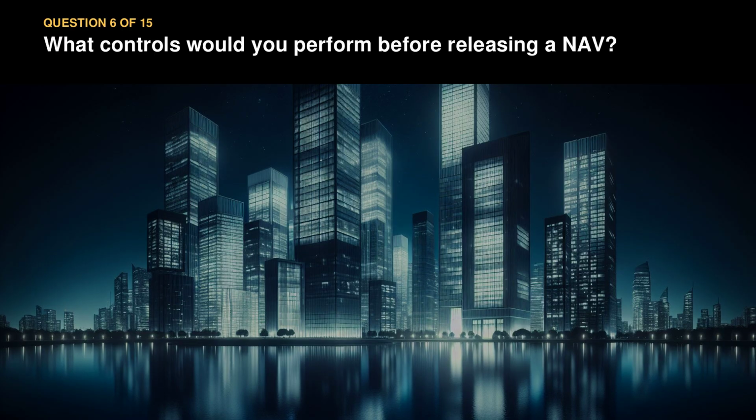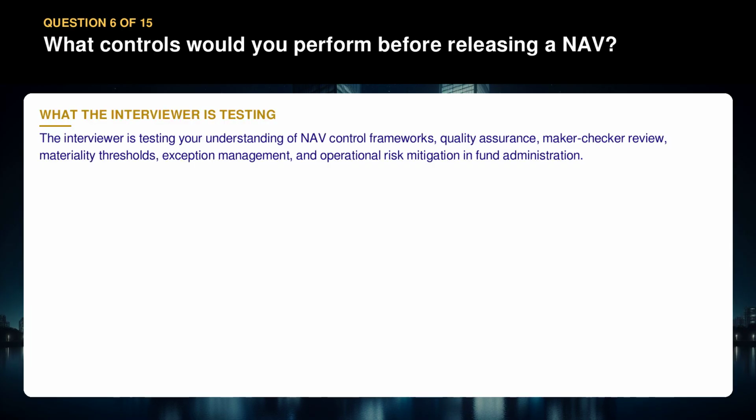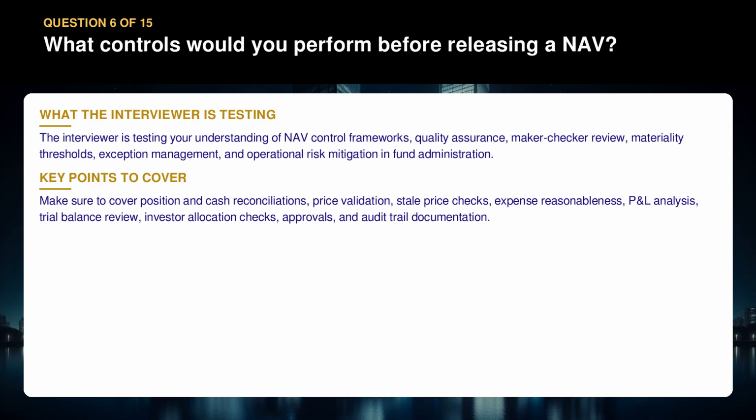Question 6. What controls would you perform before releasing a NAV? The interviewer is testing your understanding of NAV control frameworks, quality assurance, maker-checker review, materiality thresholds, exception management, and operational risk mitigation in fund administration. Make sure to cover position and cash reconciliations, price validation, stale price checks, expense reasonableness, P&L analysis, trial balance review, investor allocation checks, approvals, and audit trail documentation.